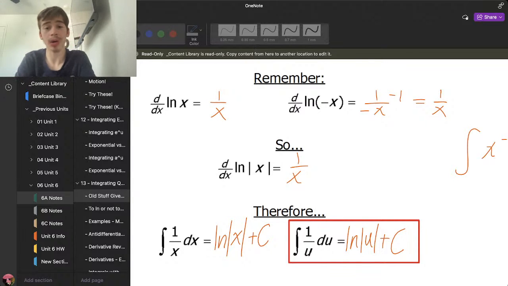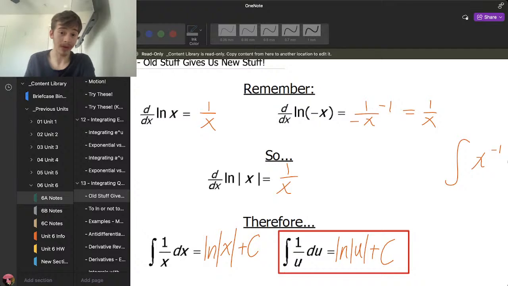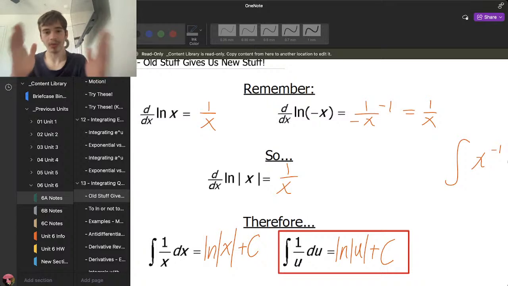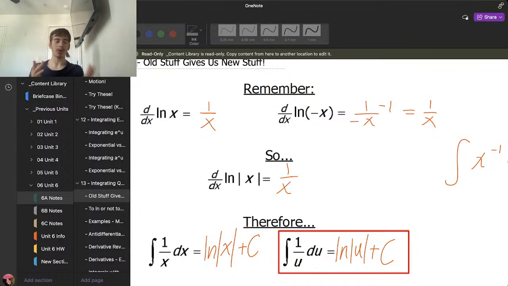For that natural log, why do we use absolute value? Because as you can see, the derivative of natural log of x and the derivative of natural log of negative x both evaluate to 1 over x, so it doesn't matter what the sign of x is inside the derivative or the integral. Actually, we don't know what it is. That's why we know it's positive, but we don't know if we started with negative, so we just put absolute value and call it a day.